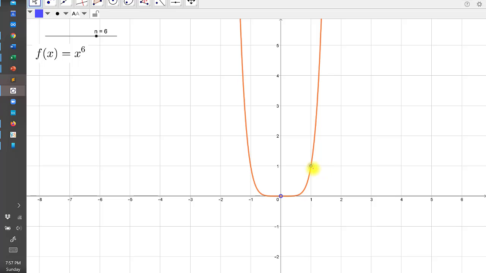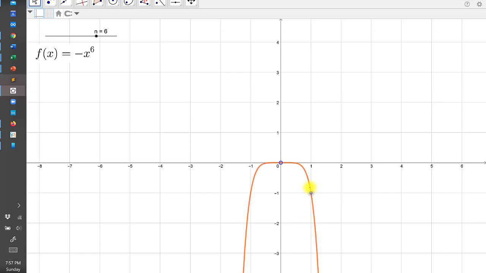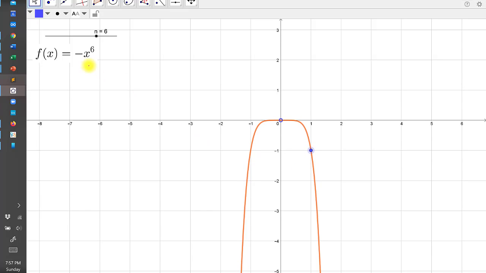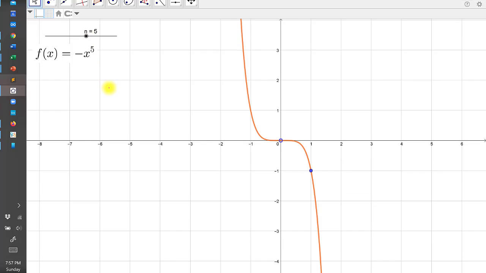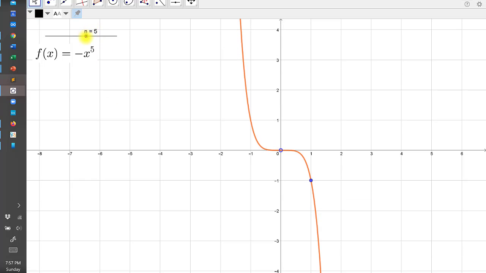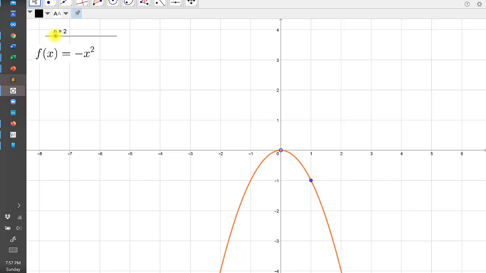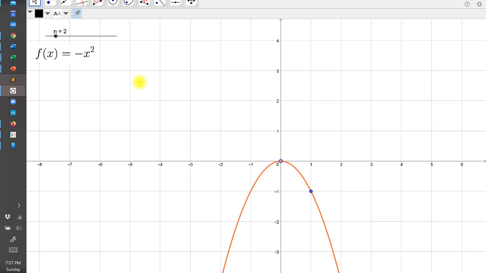And then negatives as well. Let's say x to the 6, but then I bring it down. Here's my function negative x to the 6. Here's negative x to the 5. Negative x to the 4. Negative x cubed. Negative x squared. So it's just like all the positive versions that we saw before, except flipped vertically. Let's return to the slides.